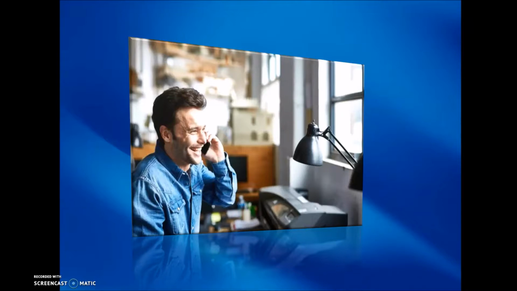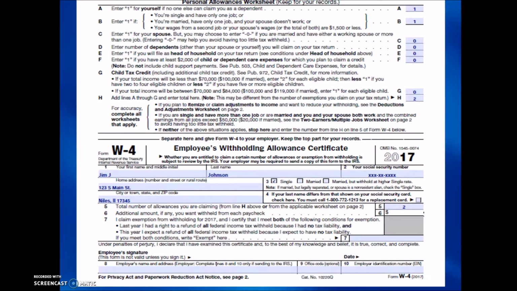To calculate the amount of taxes Jim is subject to pay, we will need to look at the information in his W-4 first. When we look at Jim's W-4, we see a lot of important information. However, for the purpose of calculating taxable income, we just need to look at line 5 of the W-4. When we do this, we see that Jim is claiming 2 allowances.